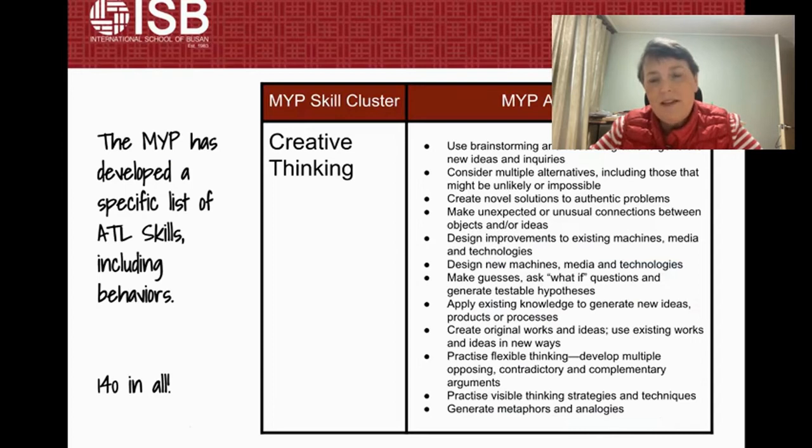And the ATL skills help highlight what our expectations are, such as the ability to do brainstorming, to use visual diagrams, to make connections between ideas, to ask the what if questions, to create original things, to just be flexible in their thinking. And one of my most favorite is the ability to generate metaphors and analogies to convey complex ideas simply. Creative thinking is very challenging, so we really have to be able to tell kids this is what it looks like.